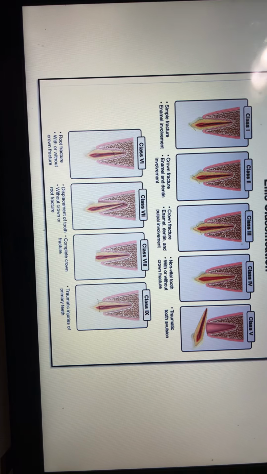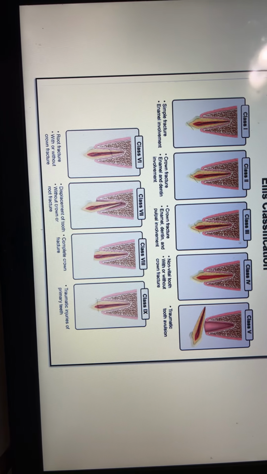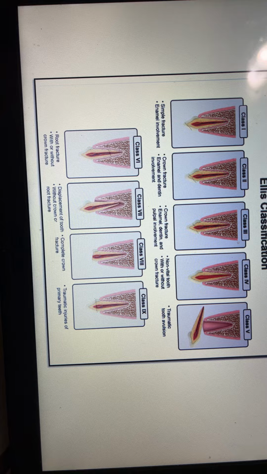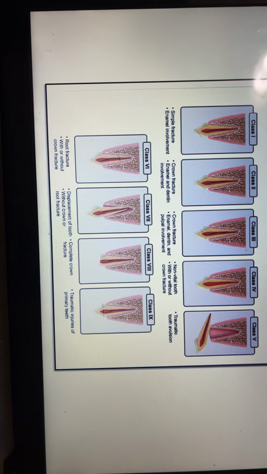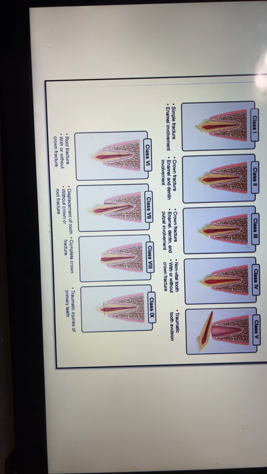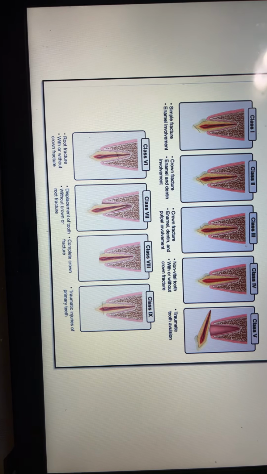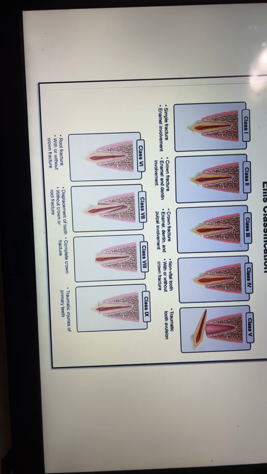Fifth one is the avulsion. So traumatic tooth avulsion, the tooth is out of the socket, the whole tooth. And class 6 is the root fracture, with or without crown fracture. There can be crown fracture with root fracture, or it can be without.